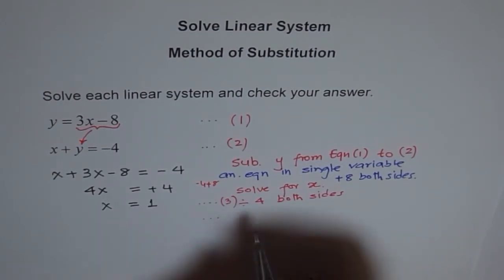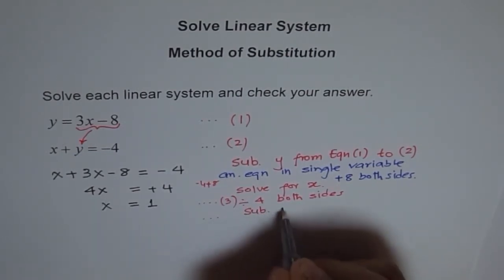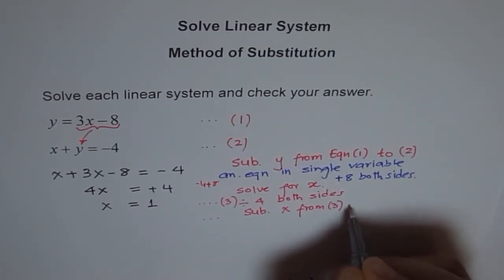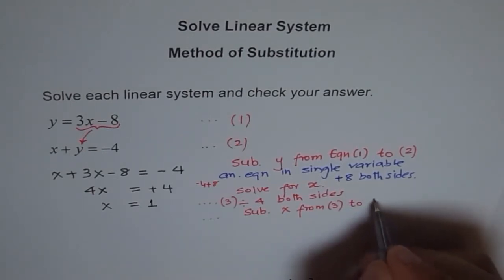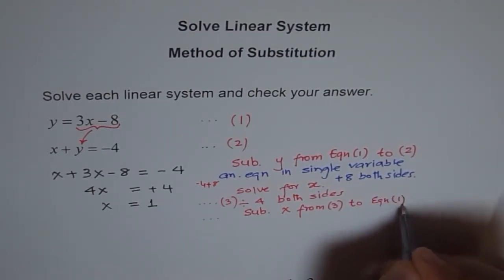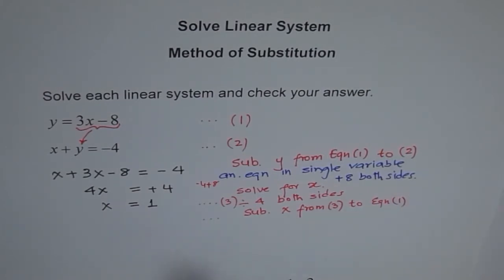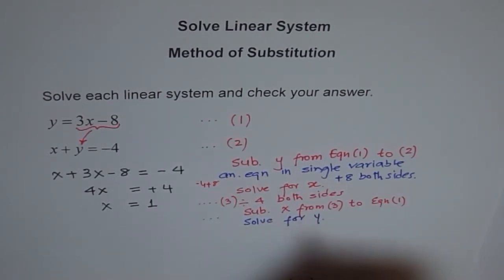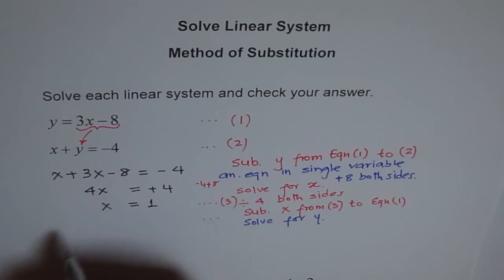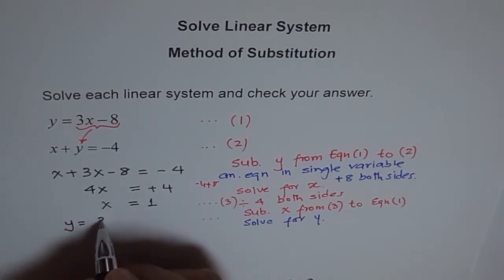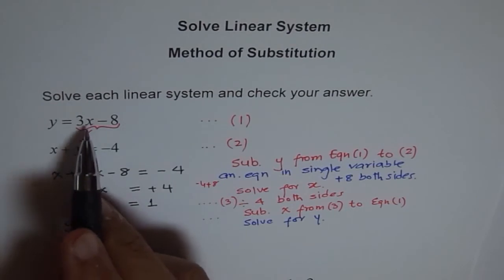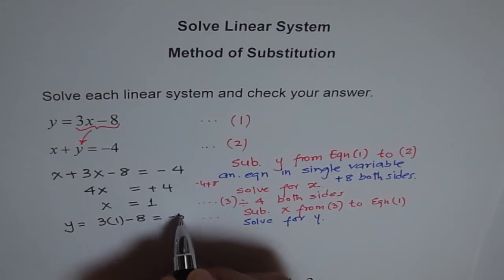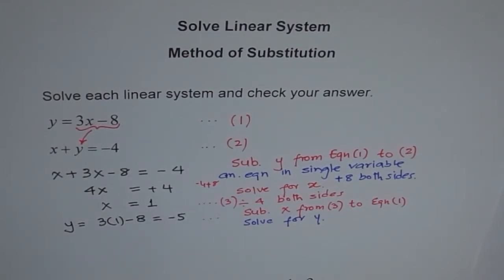Okay, so what we will do now? We will substitute x from equation 3 to equation 1, right? The idea is to solve for y, right? So we have now y equals to 3 times 1 because we are substituting this 1 here in x, right? Minus 8. With that, 3 minus 8 is minus 5. Correct? So we get y value as minus 5.